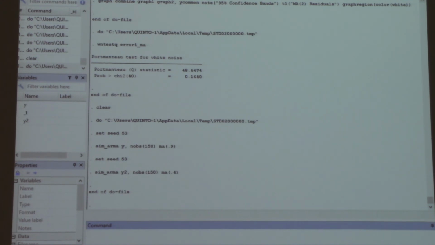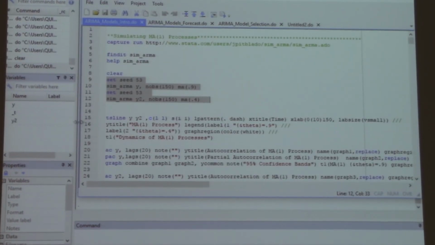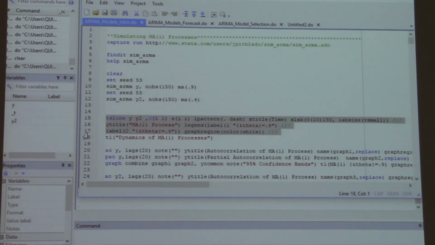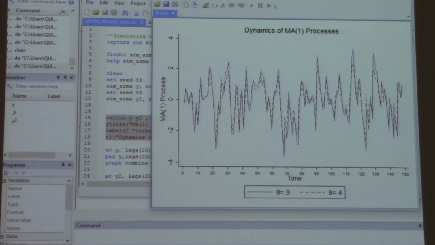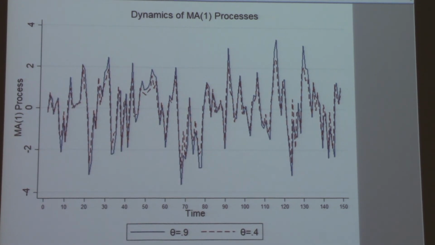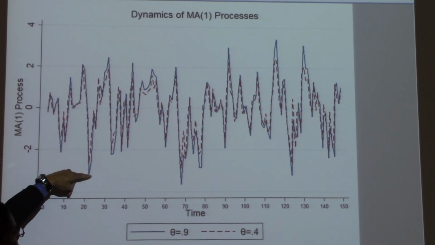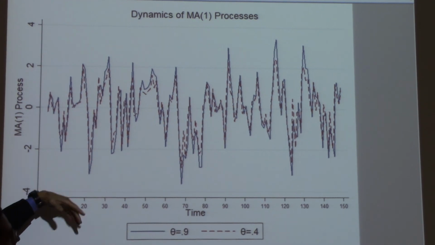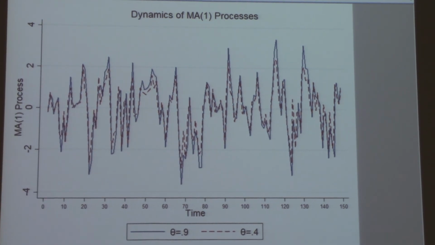So step 1 is we look at those 2 processes. We graph our series, and again, just like we showed in the PowerPoint, they're real close. If you look at the blue line with theta of 0.9, you can see that the peaks are a little bit higher and the troughs are a little bit lower, but in the end, they're really, really close to each other.